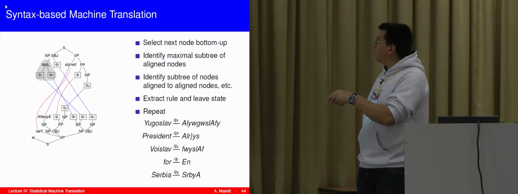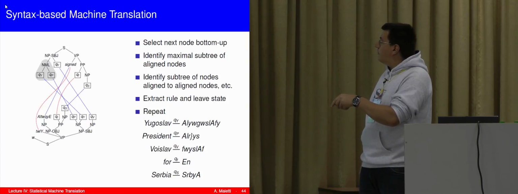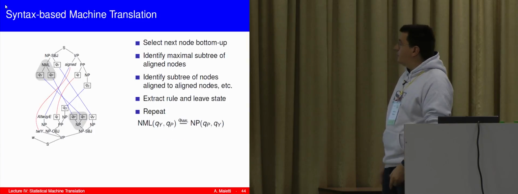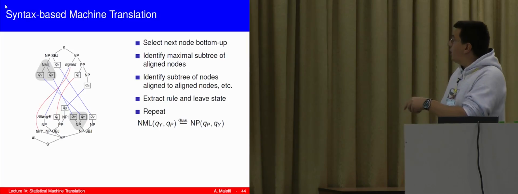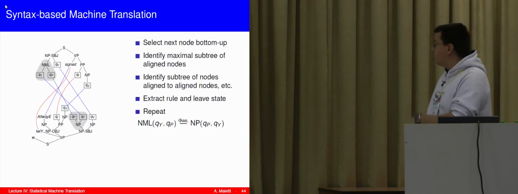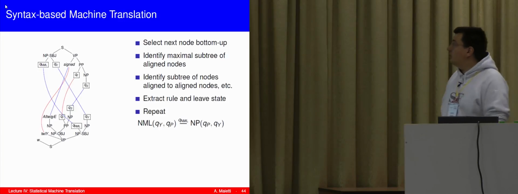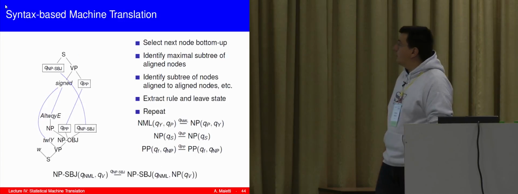So if you want to extract this, in this subtree you have an alignment to here and to here. So you have to cover both these two states here, and you have to go at least to this NP, and then you have a consistent alignment again. You can extract this as a rule. NML, QY, QP, and so on. There it's gone.